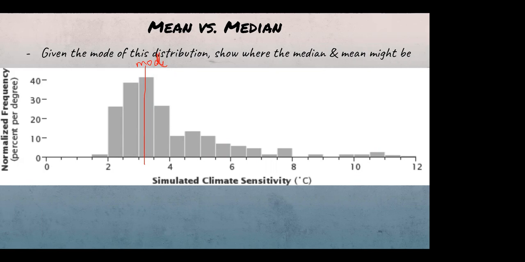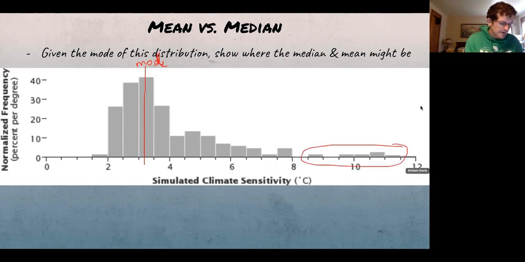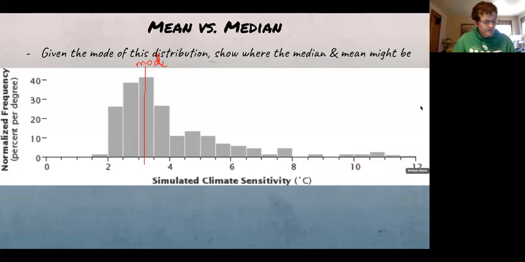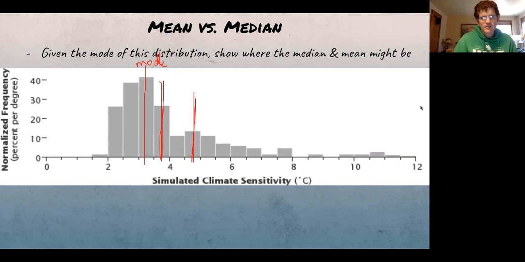Would it be around like 6? It wouldn't be that far over. So we obviously have a big clump of higher values up here, and that's going to affect this, but one of these is affected more than the other. So let me actually do it this way. I'm going to put one line right here and one line about right here. Which of these is the median and which of these is the mean?